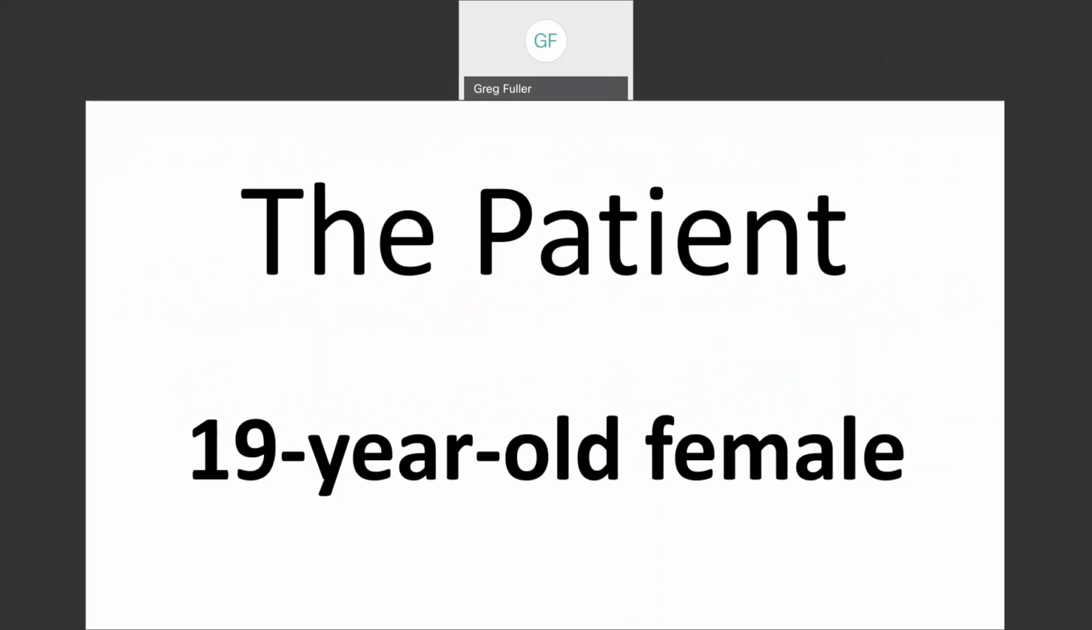The patient, 19-year-old female. I'm going to do something different in this conference. Most of the time, I like to present a lot of cases, a lot of images. Each one has a pithy little lesson. We're going to do something different today. We're only going to discuss one patient.